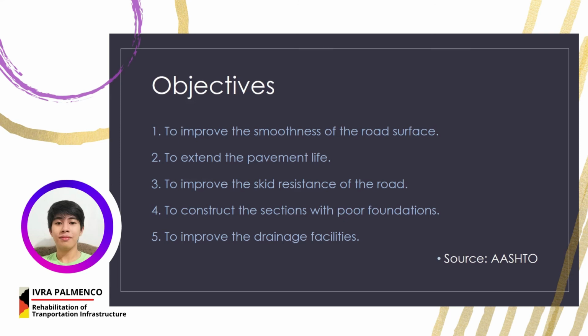Then, number 3, to improve the skid resistance of the road. Skid resistance is an important pavement safety evaluation parameter because poor skid resistance can lead to skidding accidents or result in inadequate braking distance during emergency, which often may lead to loss of life, damage to property, or serious injury. For number 4, to construct the sections with poor foundations. Constructed pavement foundation layers often have isolated areas of poor quality that are believed to contribute to localized pavement performance issues. That's why it is important to properly integrate sections with unstable or poor foundation conditions.